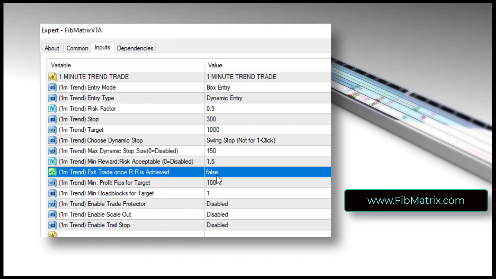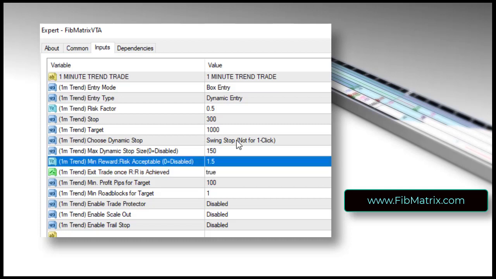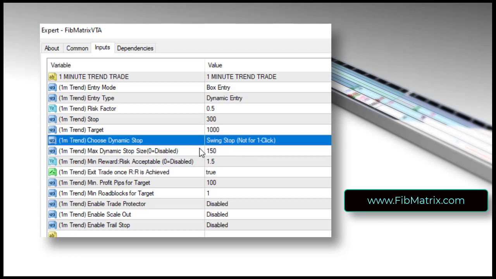Whereas this setting, if you set it to true, as soon as you achieve your risk to reward, it doesn't matter if you're at a roadblock, it'll exit the trade. It sets the target basically right at your risk to reward level. Okay, that's the difference on there. Now obviously if you use a swing stop, your stop's going to be a lot closer. Okay, it could be 5 to 8 pips away. So that's what I've done on these 1 minute trends, and we'll go over those.